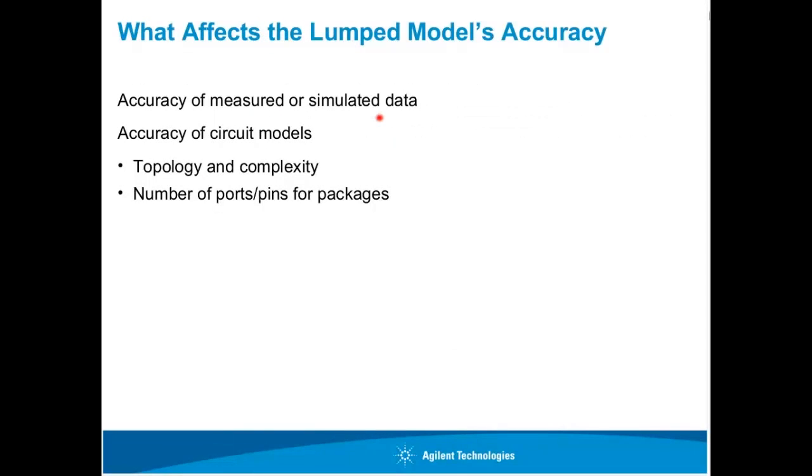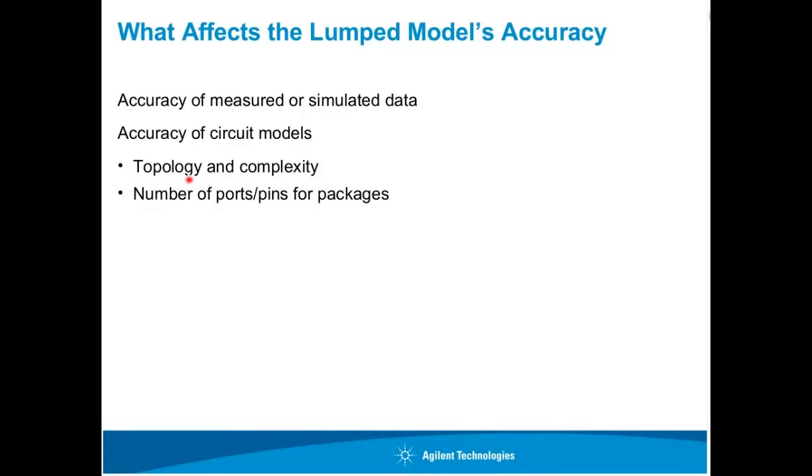In terms of the accuracy of the model, specific to the lumped passive models, what really affects the accuracy depends on a couple of different factors. First, since the model is extracted from either measured or simulated results, the accuracy of the model will depend on how accurate the measured or simulated data is that you base the parameter extraction on. Second, the accuracy of the circuit model, which includes the topology and complexity of the model, will define the accuracy of the model.